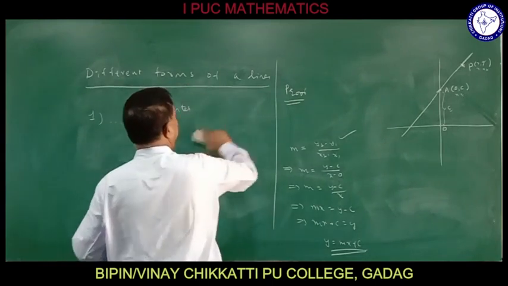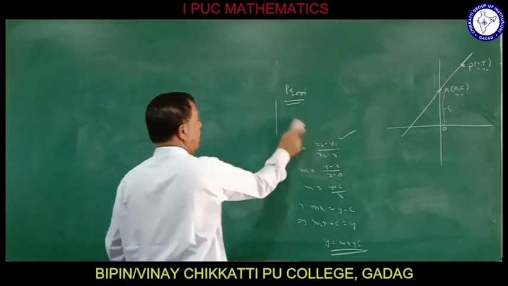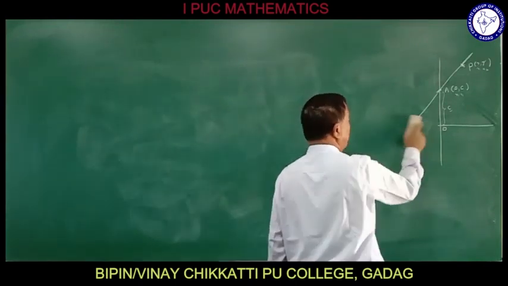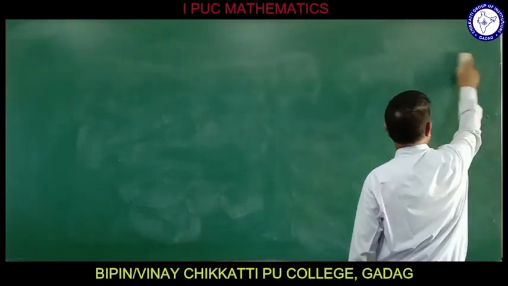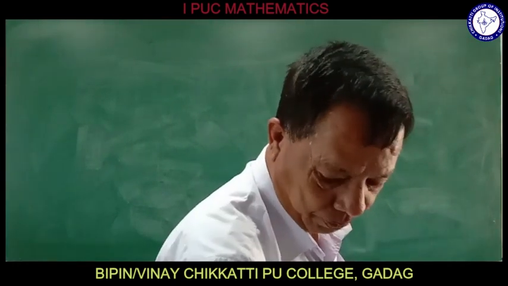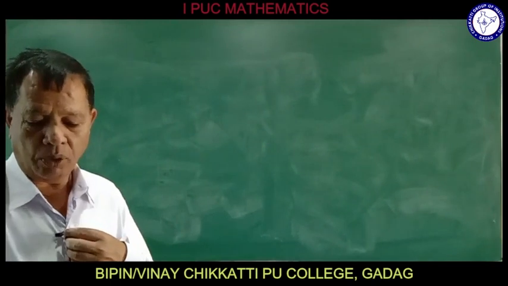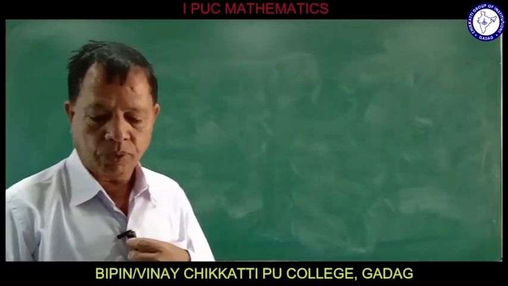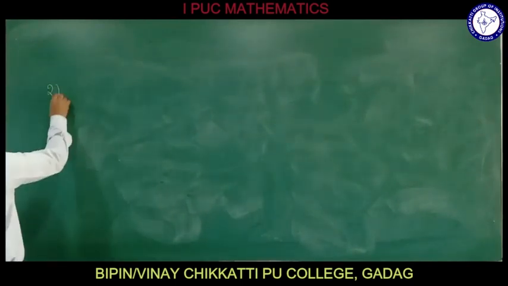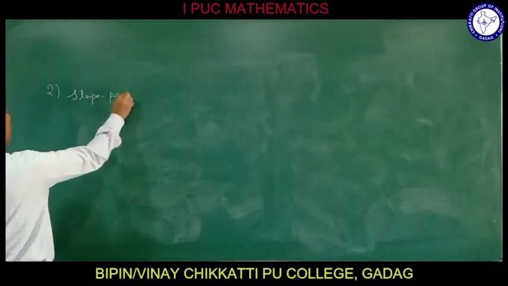Now I am going to explain the second form. Totally 5 forms are to be discussed, one by one, and now we have completed the first one, that is the slope intercept form. Now I am going to derive the equation of the line in the slope point form. Second one I have to write: slope point form.